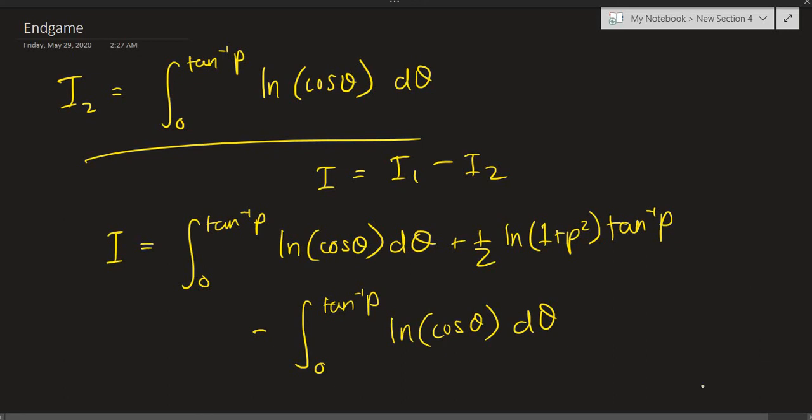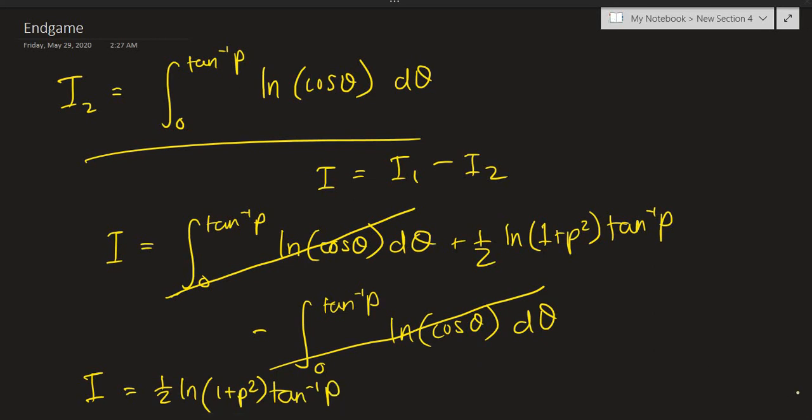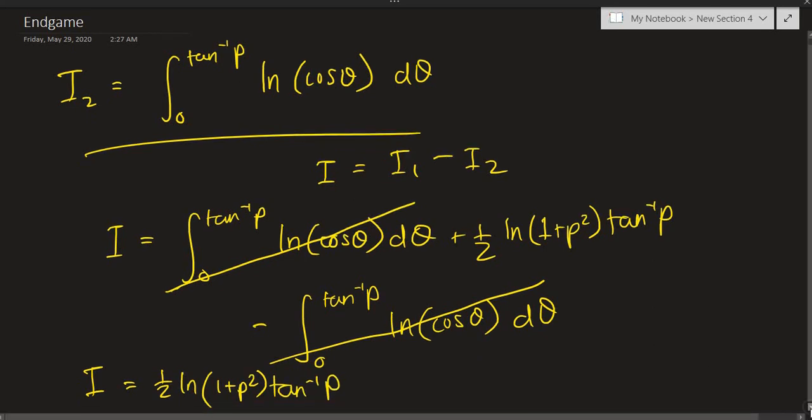And now notice the one great thing is these two are the same integrals, so they just cancel out because there is subtraction going on over here. So finally we are left with I, which is just going to be half of the natural log of 1 plus p squared times the inverse tangent of p. So that's basically what your I, or your original integral, is going to be.